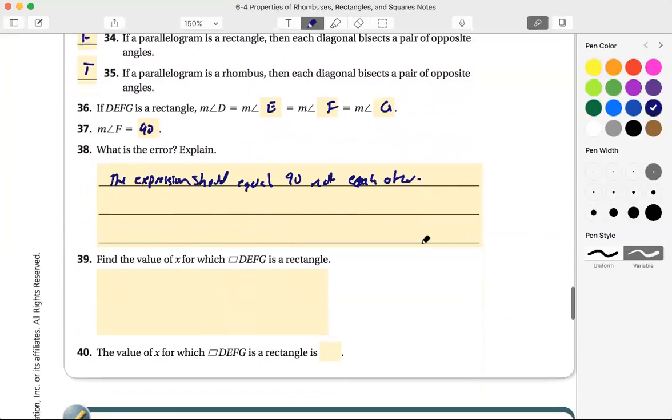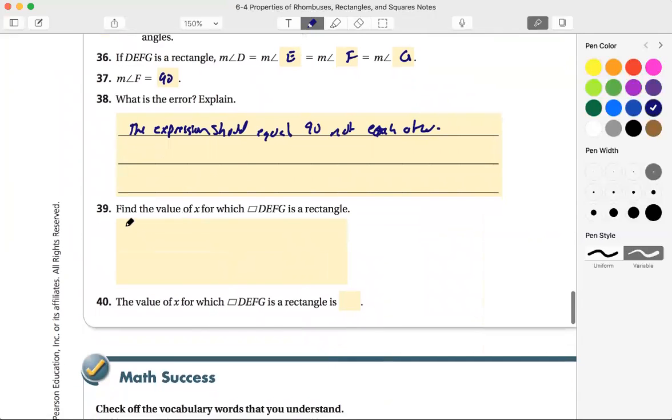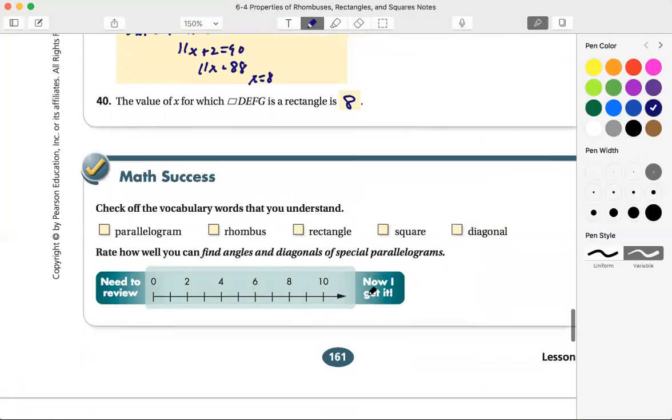Let's go ahead and fix that error. We have 2x plus 8 plus 9x minus 6 equals 90. Simplifying, we have 11x plus 2 equals 90. So we have 11x equals 88, so x equals 8. So the value of x is 8. And that's it.